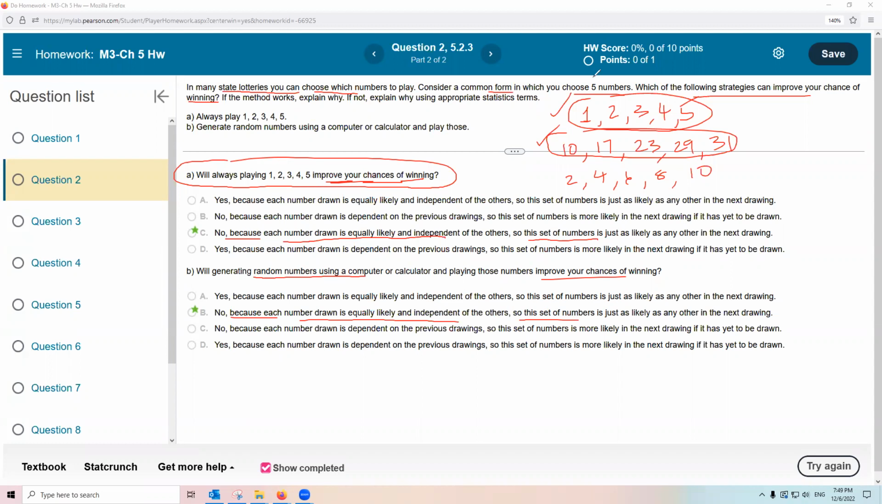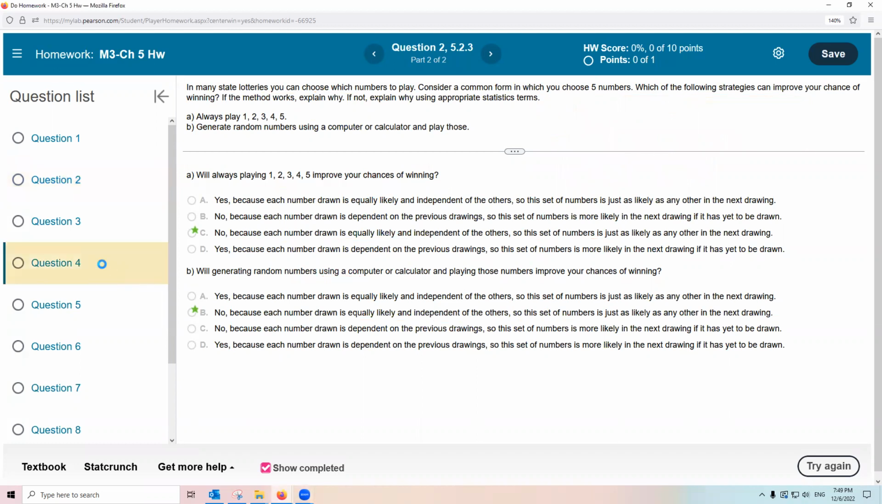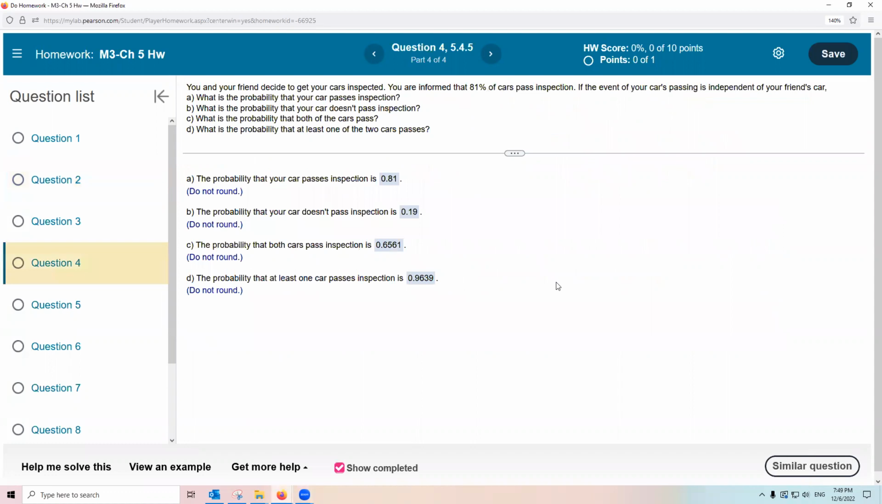All right, let's do another example. Let's come here to number 4. This one says you and your friend decide to get your cars inspected. You know that 81% of cars pass inspection. Let's assume your car's passing is independent of your friend's car. That means it doesn't really matter what happens with your friend's car. Your car is either going to pass or not pass on its own merit, right? What happens with your friend's car has no influence or impact on whether your car is going to pass inspection. So they're totally separate and independent events.